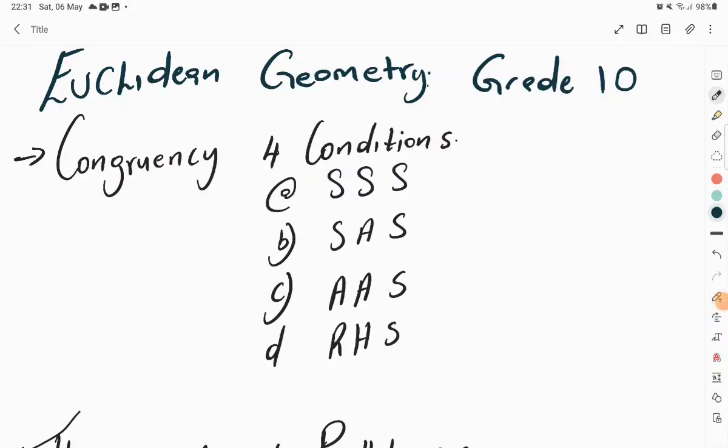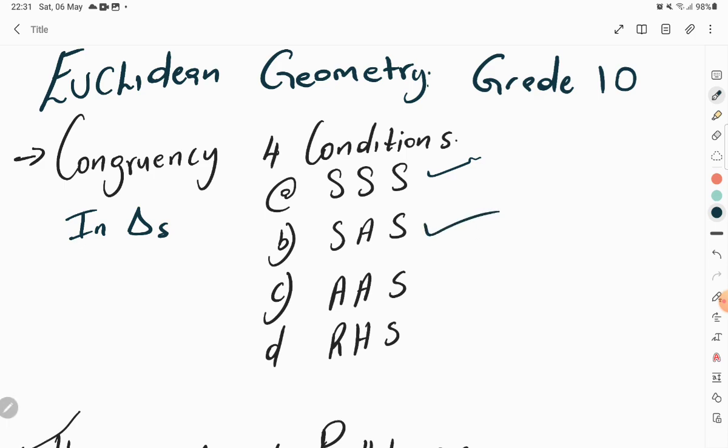This is Euclidean geometry, and I'm going to take you back to some theorems that you learned in grade 9, like congruency in triangles. So we are going to learn congruency, then we're going to remind each other of congruency in triangles. When we talk about congruency in triangles, we are looking for four conditions. The first one is side, side, side, which means if all corresponding sides are equal, then those two triangles are congruent to each other.